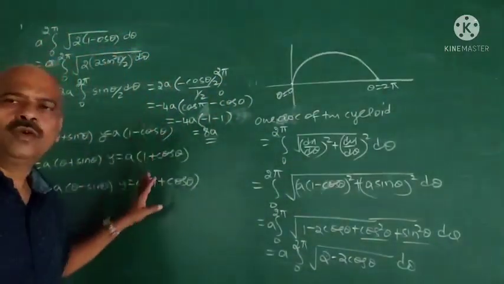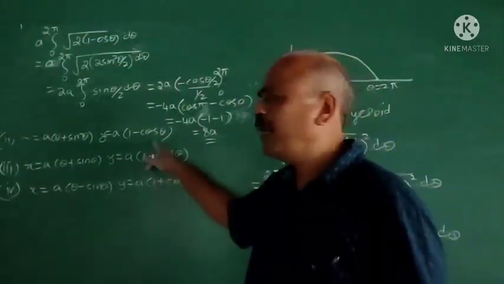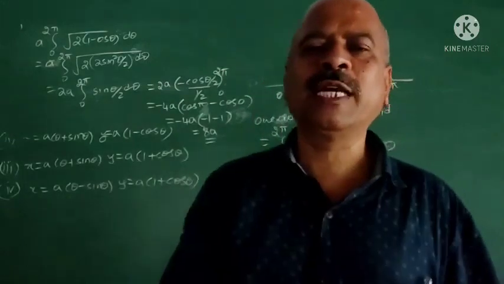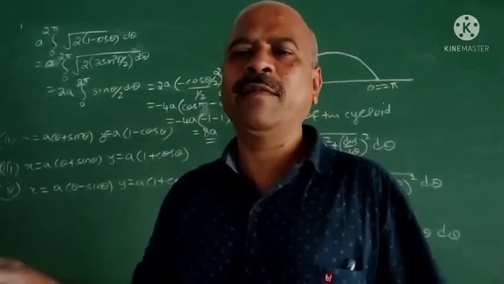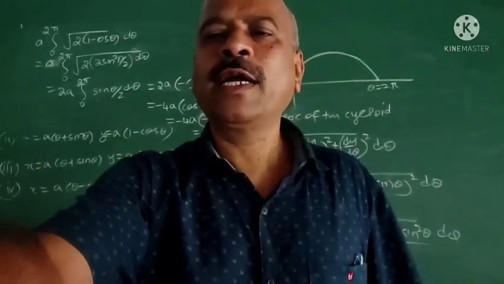Similarly, you try this. The remaining ones also you will get only length 8a. For one arc of the cycloid, the length is 8a. The remaining problems are exercises. Please try these. Okay, I continue in the next period.